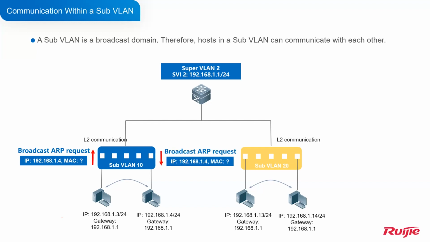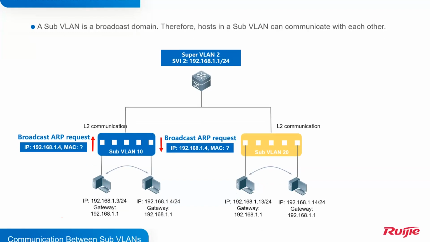Since they are in the same broadcast domain, this ARP request will be flooded, right? And the second PC can receive it. After receiving this ARP request, there will be an ARP reply. And after getting the ARP reply, the first PC will encapsulate the frame with the MAC address of the second PC, and they can establish the communication between each other. And for the communication in sub-VLAN 20, actually it's the same. Okay, this is the communication within a sub-VLAN.